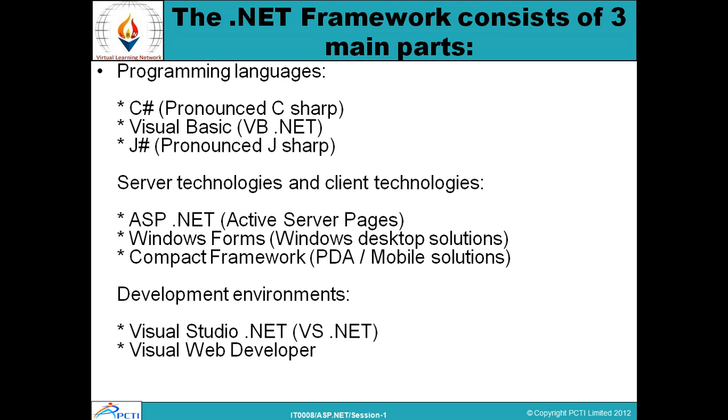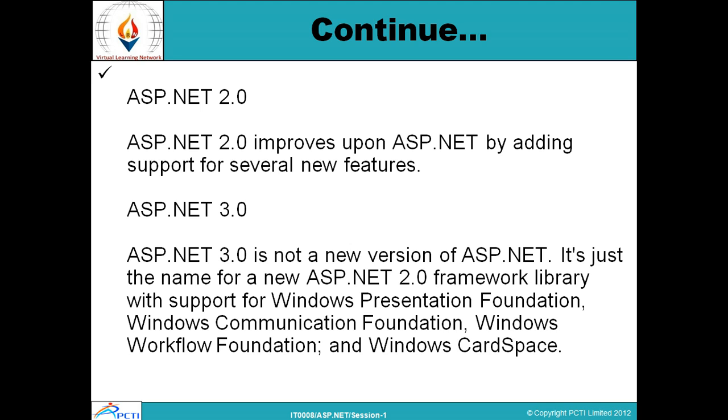Now, let us discuss how the .NET framework is built up, or what the parts of the .NET framework are. Programming languages are one part of the .NET framework, which includes C#, Visual Basic, J#, pronounced as J sharp. Server technologies and client technologies include ASP.NET, Windows Forms, Compact Framework. Development environment includes Visual Studio .NET and Visual Web Developer, right?